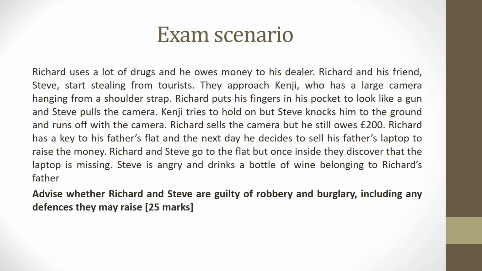Do they have intention to permanently deprive? Again, they need money, they have been stealing from tourists, and they are trying to take the camera from Kenji. Of course, we have the evidence of Steve running off with the camera, so this is the best evidence of intention to permanently deprive. And of course, when he later sells it on, there is no intention to give that property back. So clear evidence of a theft here.